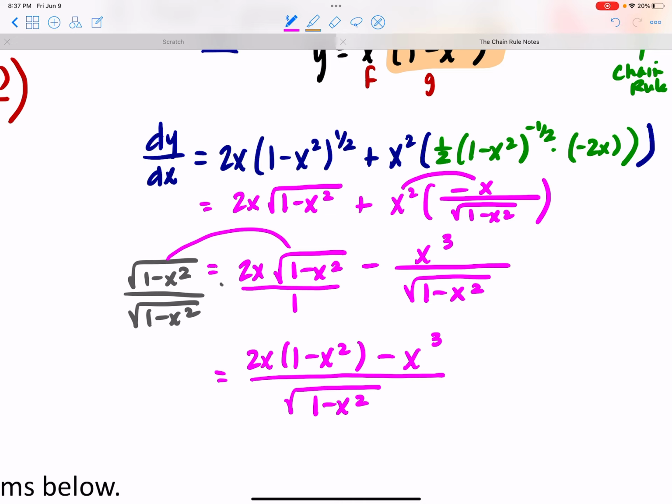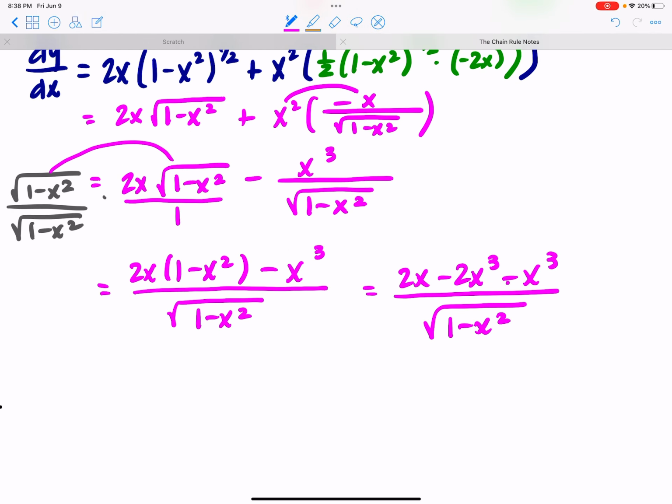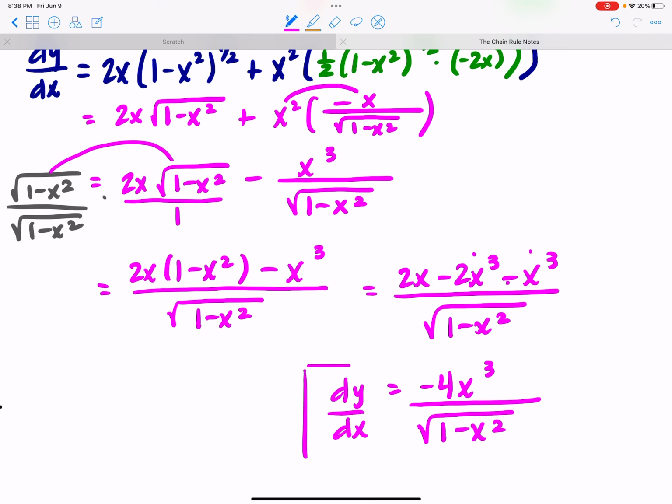And can we go, yep, let's go ahead and take this to the next step here. So this distributed is going to be a 2x, and then a negative 2x cubed, and then I still have a negative x cubed over that common denominator. And because I have like terms, one more final step. So negative 2x cubed and negative 1x cubed makes negative 4x cubed over my square root of 1 minus x squared. And that is my derivative of y with respect to x using the product rule and the chain rule.